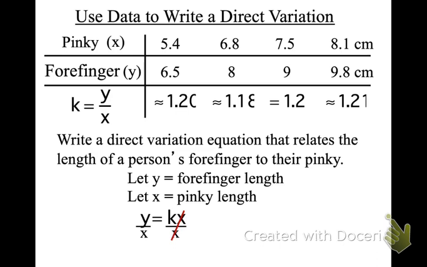So the direct variation equation would be y equals kx. Y equals 1.2 times x. That's the equation to relate any pinky size to any finger.